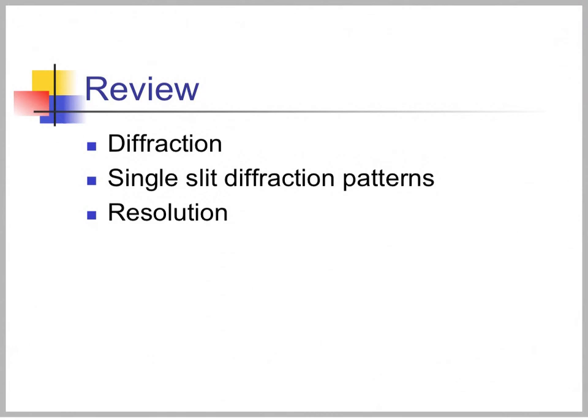So, to review what we talked about today, we talked about diffraction and how with a single slit, light from different parts of the slit interferes with each other and forms a diffraction pattern. We talked about single slit diffraction patterns, or Fraunhofer diffraction patterns, and how they act as an envelope around a two-slit diffraction pattern. And to end, we talked about resolution and resolving power of different optical instruments.